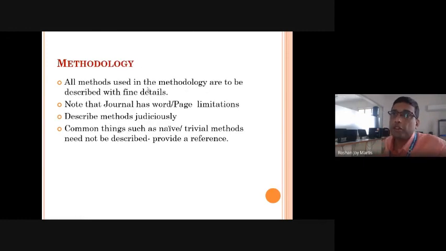Now methodology. Methodology is the systematic steps or systematic methods in your work. It means you have designed the experiments and what methods you are using in your experiments sequentially, finally to get the output. This is called methodology. We should describe all the methods, but not in so much detail. In detail, you can find it in any textbook, but only what is new in that paper you have to mention. The newness in that method you have to mention.